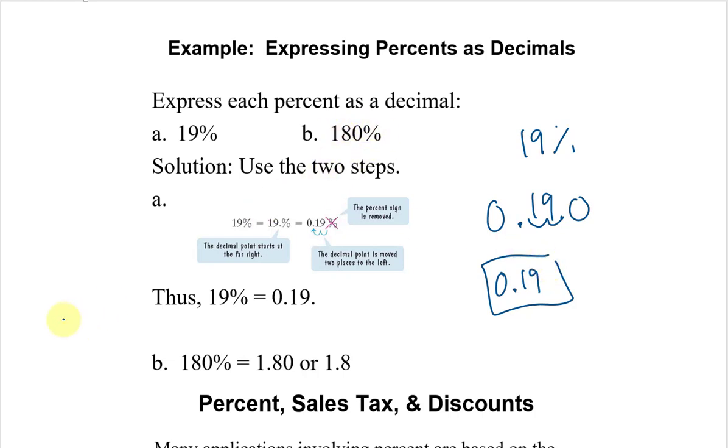Same thing here, 180%. So 180 is the same thing as 180.0. Now we move 2 places. We have 1.8 as a decimal.